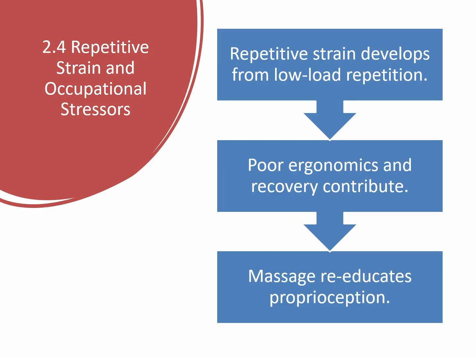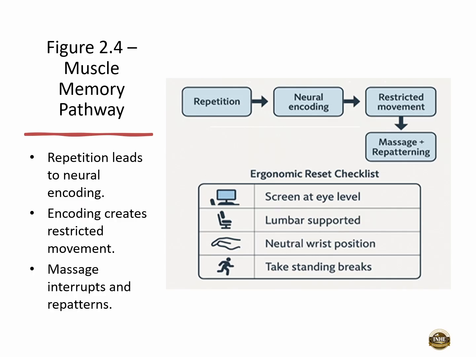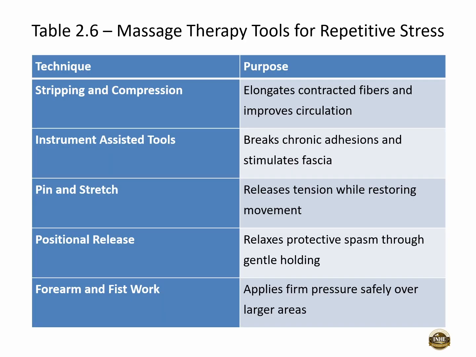Can muscles create memory pathways? The answer is yes. Repetition creates neurological encoding. Over time, these patterns become automatic and may restrict movement efficiency. Massage therapy can interrupt dysfunctional patterns and help the nervous system reorganize movement. This is why therapeutic massage is both mechanical and neurological. The next two sections will cover massage tools for repetitive stress, followed by techniques and approaches.